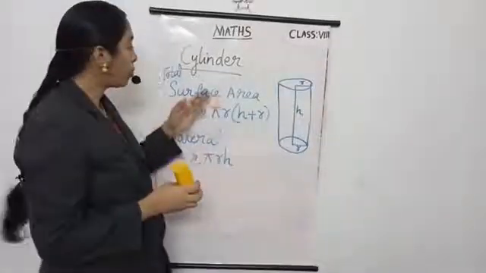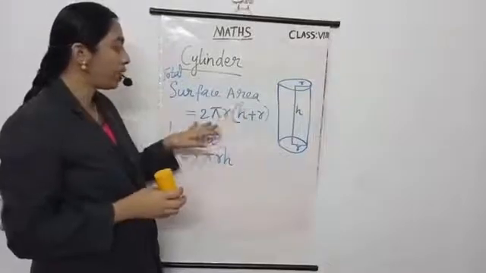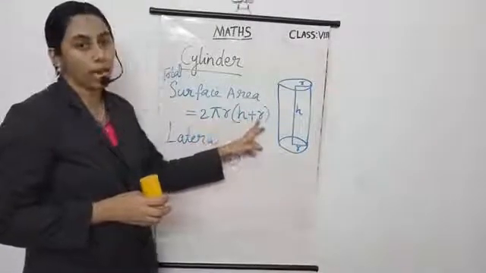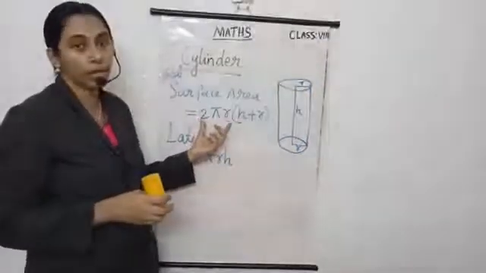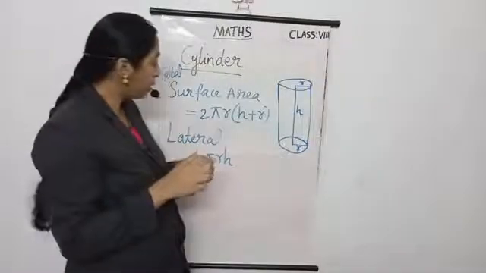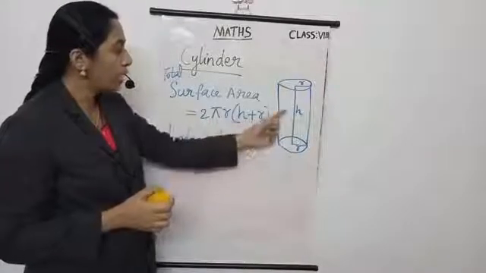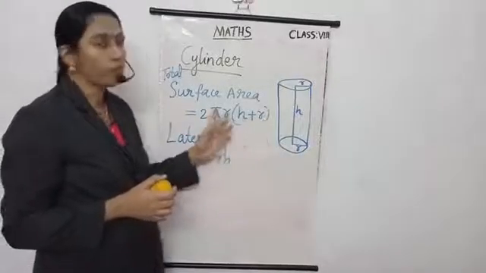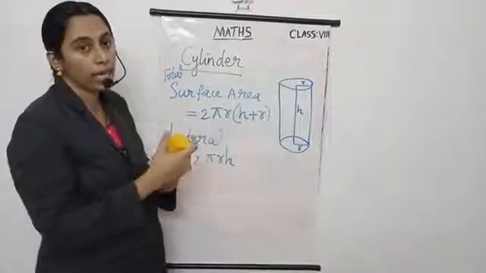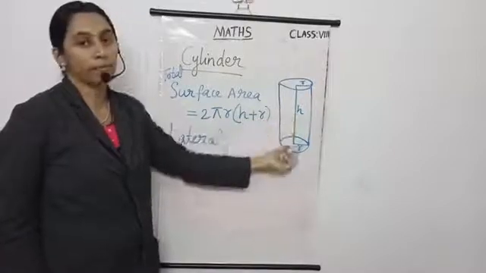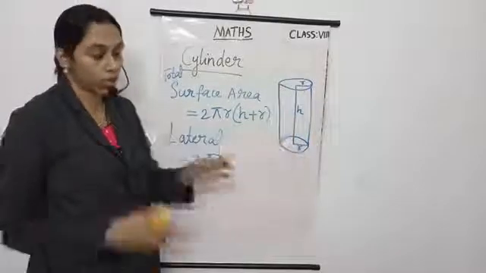Now total surface area is equal to 2πr(h + r). What is meant by 2πr? 2πr is the perimeter of a circle. Then 2πr(h + r) is the formula for finding the total surface area of a cylinder. Here h means height and r means the radius of this circular face.